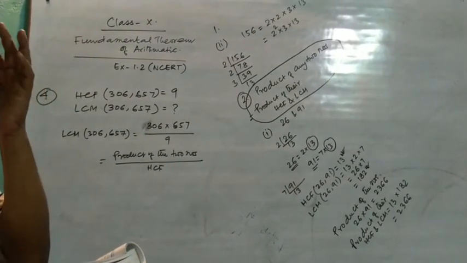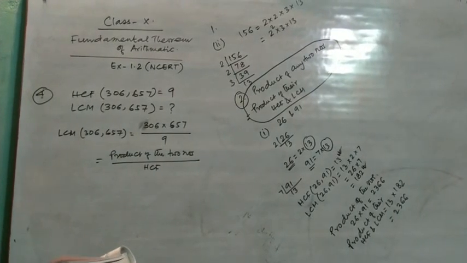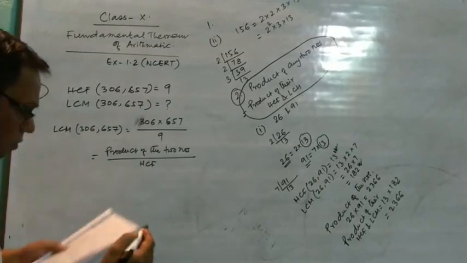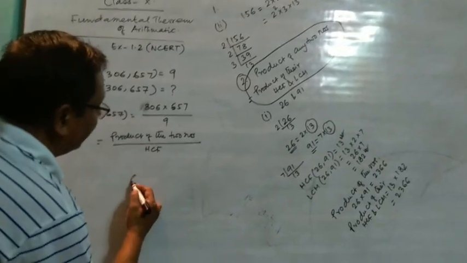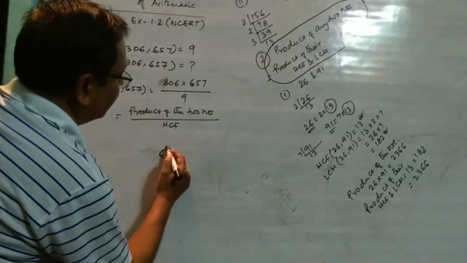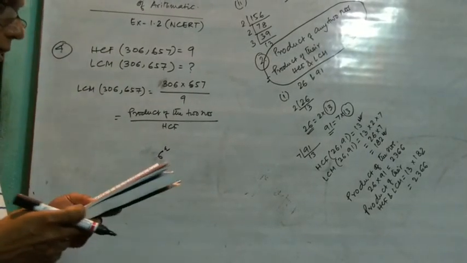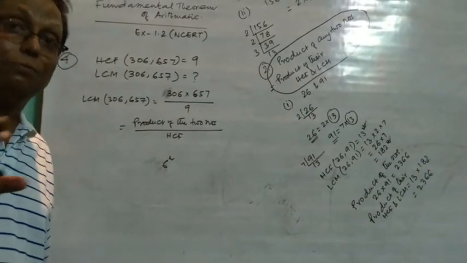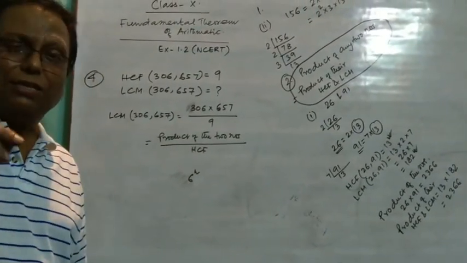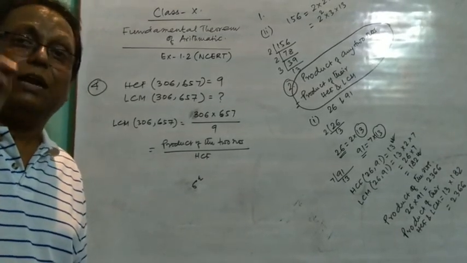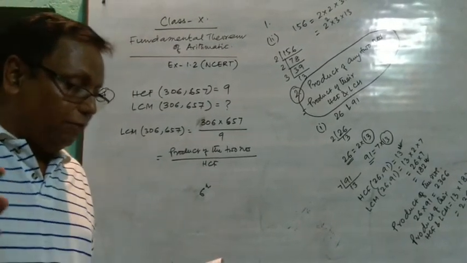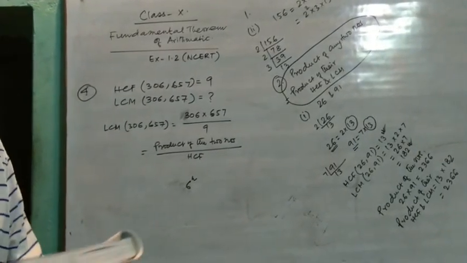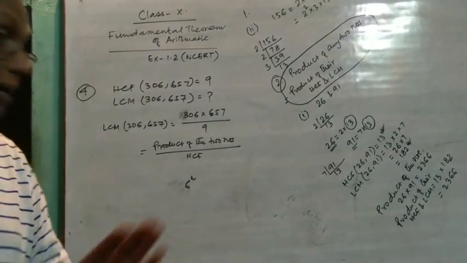Now question number 5 we are coming to. Check whether 6 to the power n can end with the digit 0 for any natural n. See, students, go through NCERT book and see the question and read the question again and again in order to understand what it says. Check whether 6 to the power n can end with the digit 0 for any natural n. Let me explain the thing.